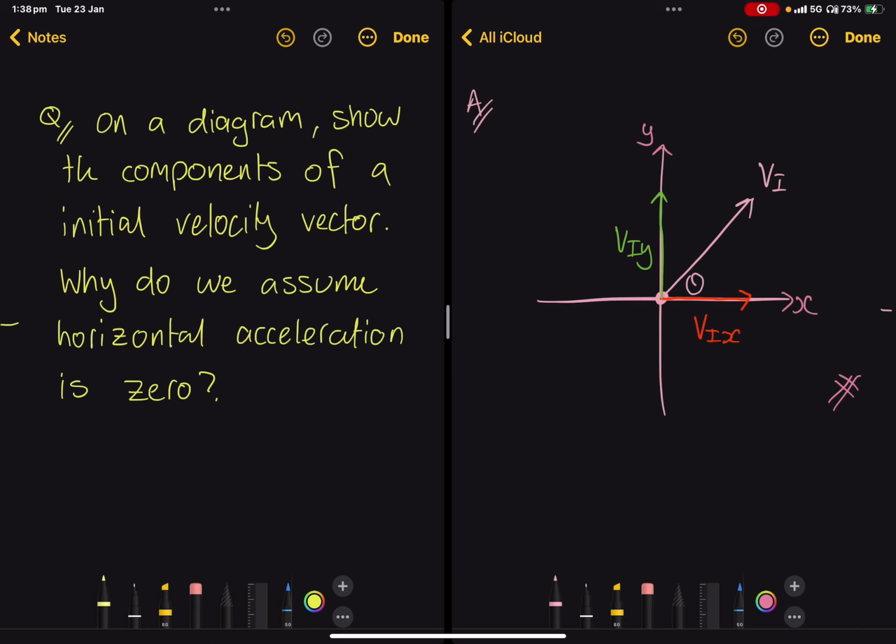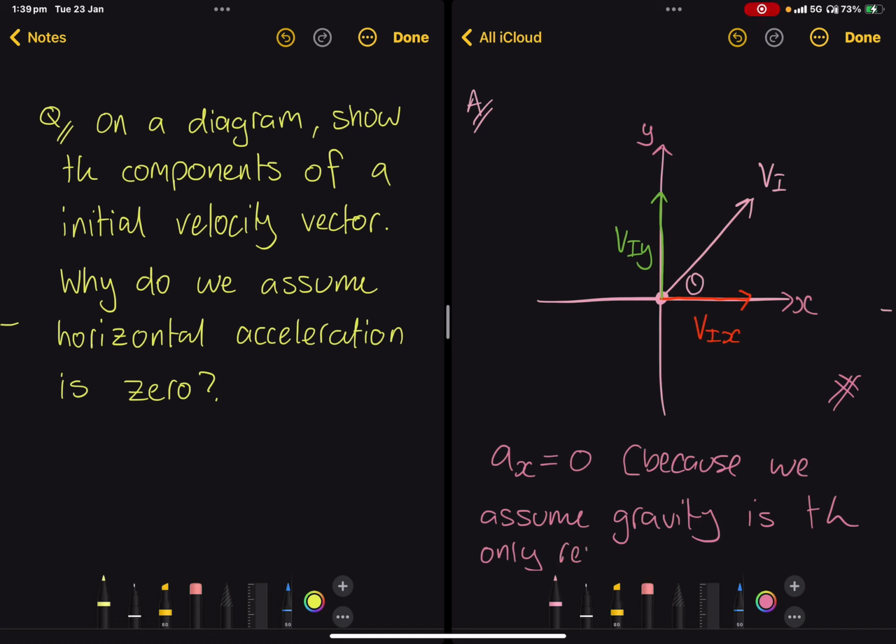Why do we assume horizontal acceleration is 0? Okay, so this is a very specific assumption. We assume acceleration in X is 0 because we assume gravity is the only relevant acceleration. So in a standard mechanics problem, you assume away most accelerations. The only one that you keep is gravity.